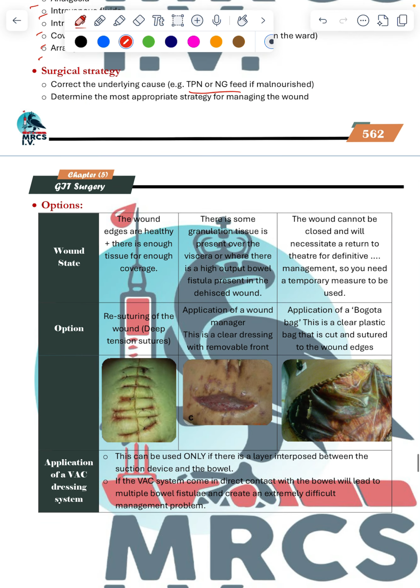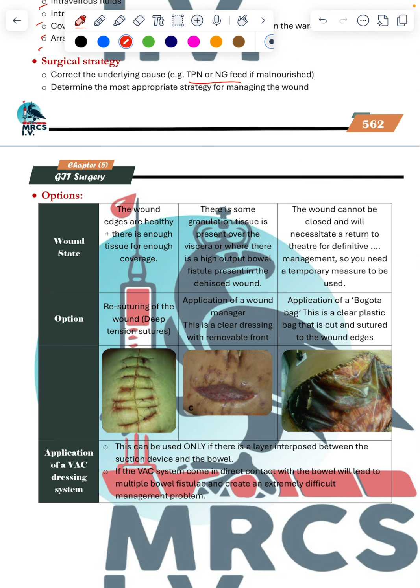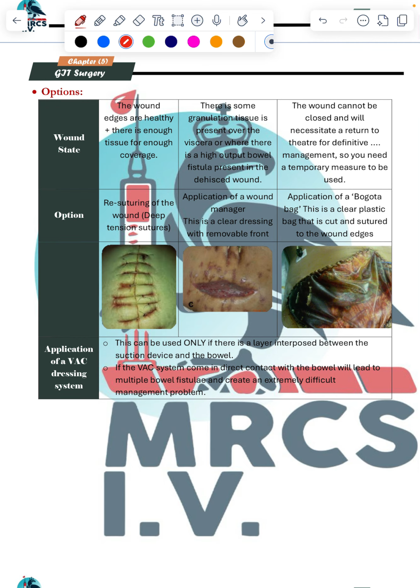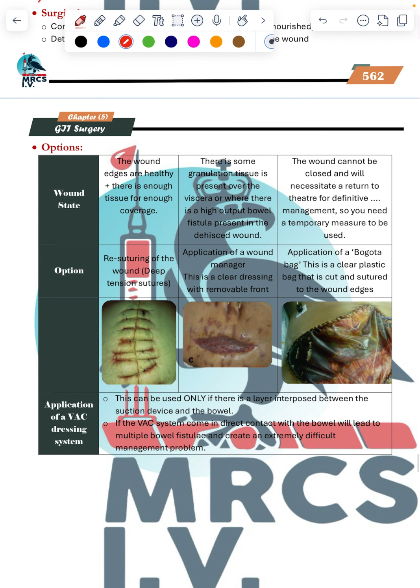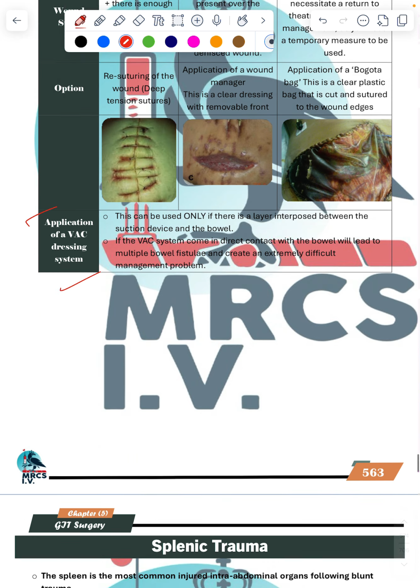Wound states: the wound is healthy, there is enough granulation. Then there is some granulation tissue. You can see suturing of the deep tissue. When there is a very bad condition, you have to apply vacuum-assisted closure devices.